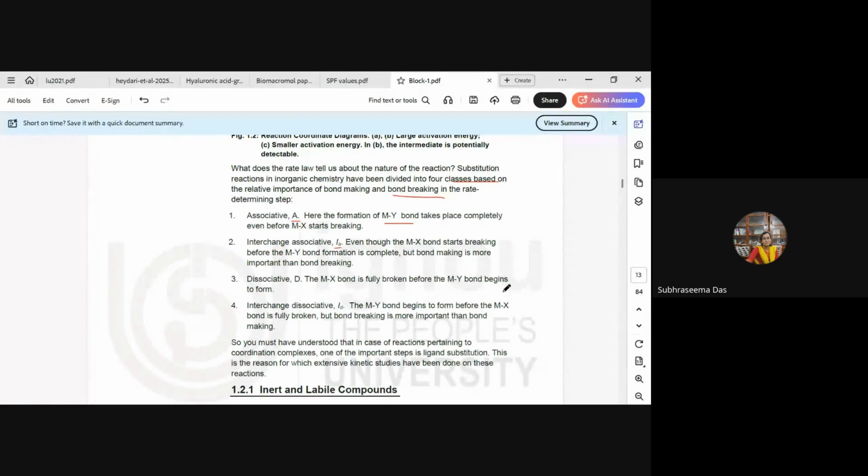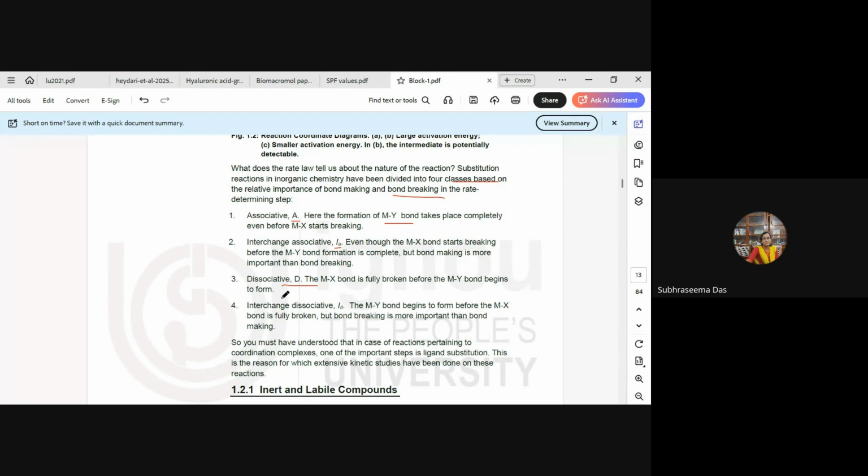And then the third class of substitution reactions is the dissociative reactions, represented as capital D. Here the MX bond is fully broken before the MY bond begins to form. That means before the product is formed, the reactant bond has to be broken completely. Only after the MX bond is broken completely does the MY bond start to form.